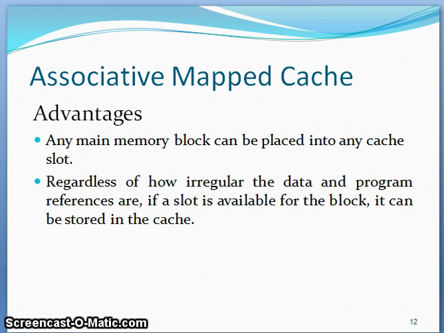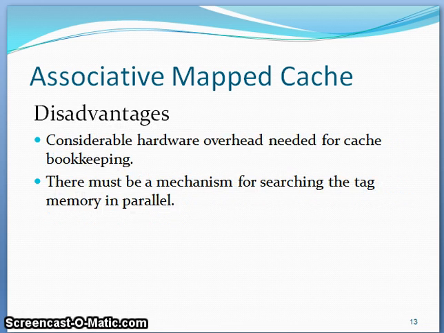Any main memory block can be placed into any cache slot, regardless of how irregular the data and program references are. If a slot is available for the block, it can be stored in the cache memory. Now there are also some disadvantages of associative memory mapping: considerable hardware overhead is needed for cache bookkeeping, and there must be a mechanism for searching the tag memory in parallel.